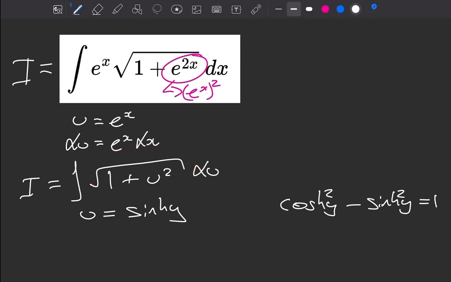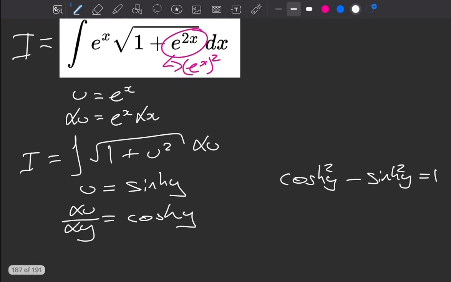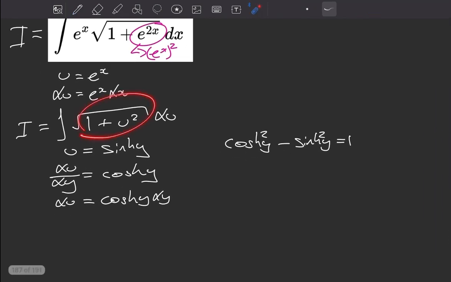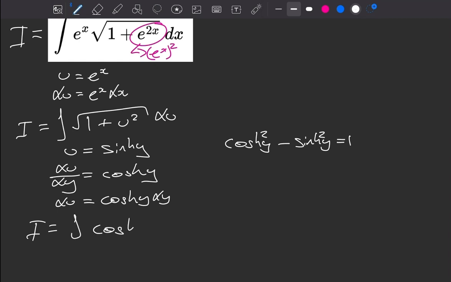If we now differentiate our u with respect to y, what we're going to get is just cosh of y. So we can say then, lovely jubbly, our du is equal to cosh y dy. And sticking this all together then, we know our square root is just cosh of y. Our du is going to be cosh of y dy. So what we can say, our entire integral is now just going to be cosh squared y dy.